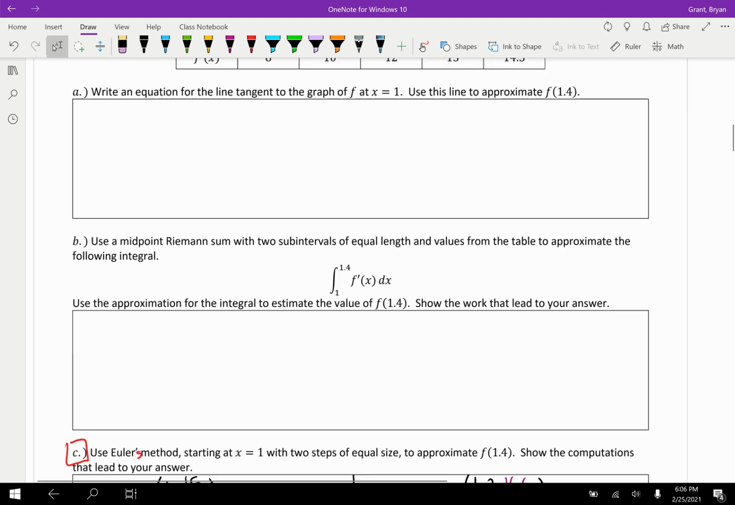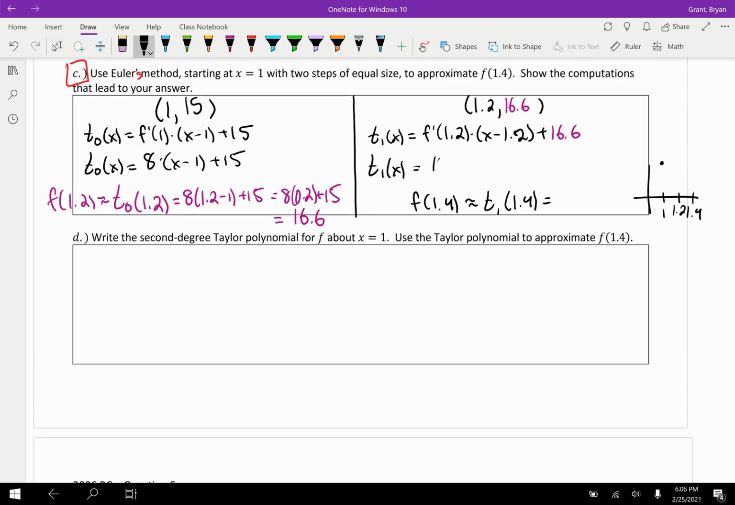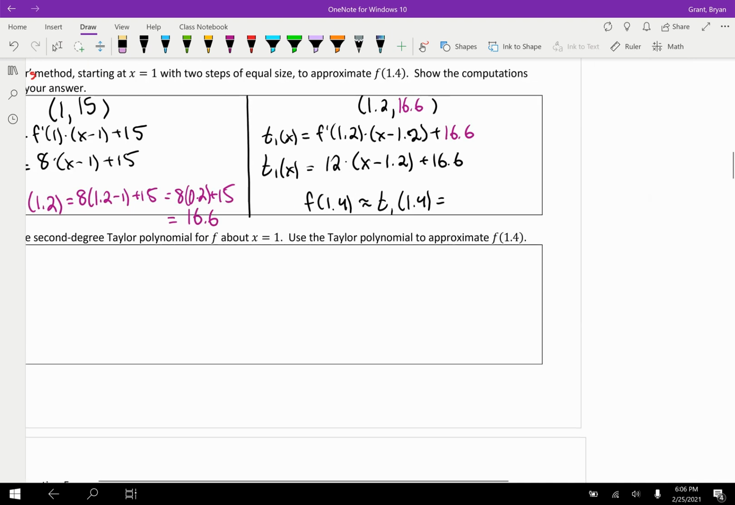That's 12 times x minus 1.2 plus 16.6. And then we get to be efficient here, which is the nice way of saying lazy. So when I want to find the approximation at 1.4, I'm just going to take this tangent line right here and say it's 12 times 1.4 minus 1.2 plus 16.6, and I'm done.